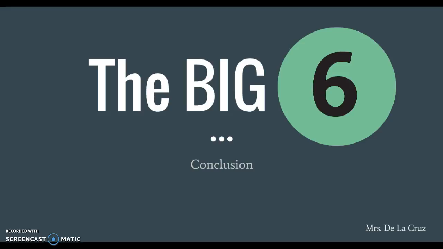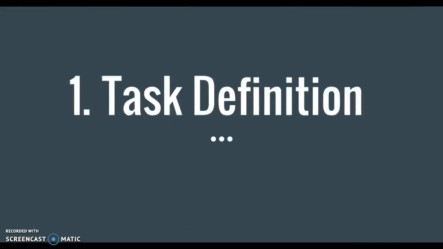I just wanted to quickly recap the Big Six research process again. I know that we've been talking about it. I know that you guys know it and are ready to get started, but I just want to make sure that we are all on the same page and that we don't have any questions before you actually get into this fourth grade project.